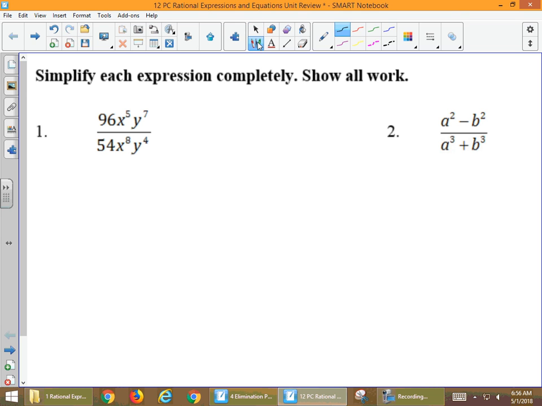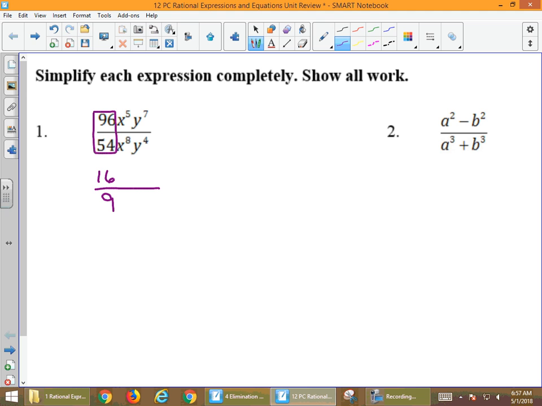So I'm going to use a little bit of exponentials here. We divide our big numbers. So if I do 96 divided by 54, and turn that into a fraction, I get 16 over 9.